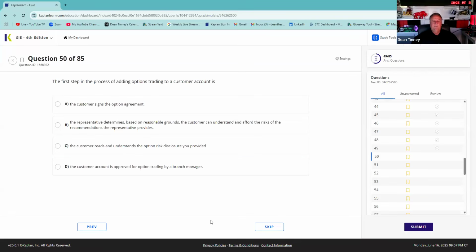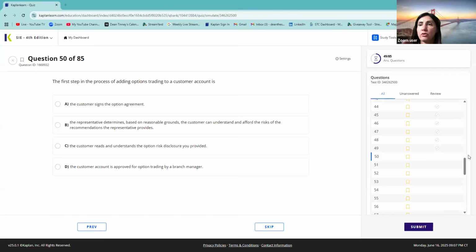Yeah. The first step in the process of adding options trading to a customer account, very testable. So the first day of trading, they need to sign the option agreement, but let's see what other options. Yeah, but it says the first step. You don't sign the agreement, right? I mean, how could you do that? Because you got to read, you got work to do first.